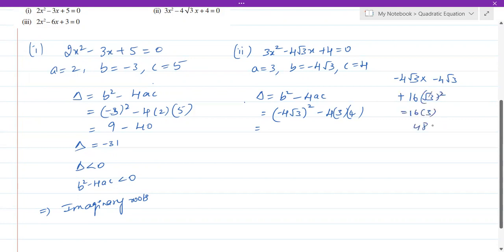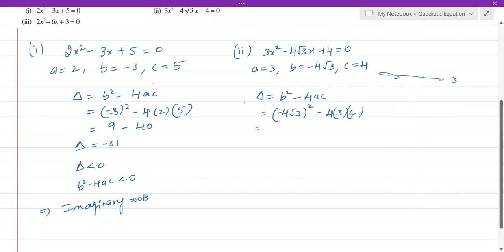That becomes 48. So in simple terms, if you have minus 4 root 3 the whole square, you have to square both: minus 4 square and root 3 square. Minus 4 square is 16, root 3 square is 3, so 16 into 3 is 48. We can also do it like that.